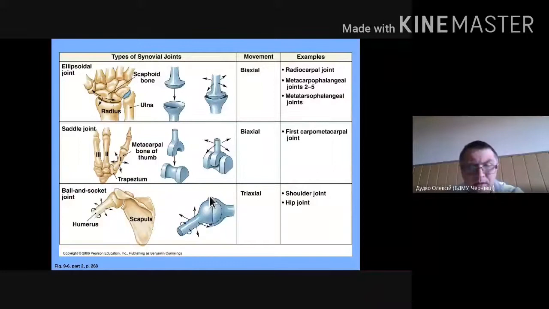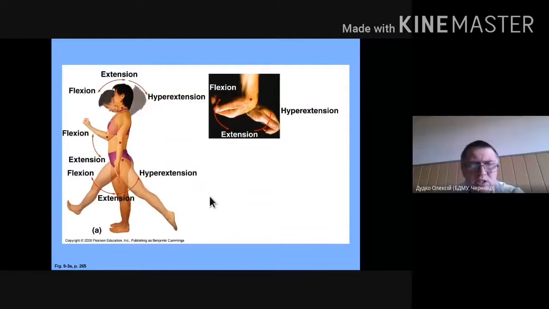If we are examining a patient, flexion and extension means bending forward and backward. We may have also hyperextension. The flexion of the hip joint and extension of the hip joint is demonstrated here.